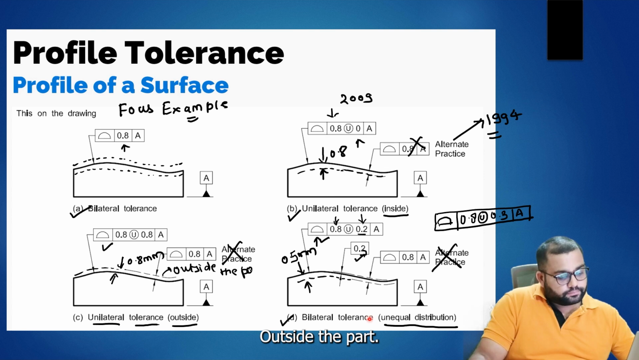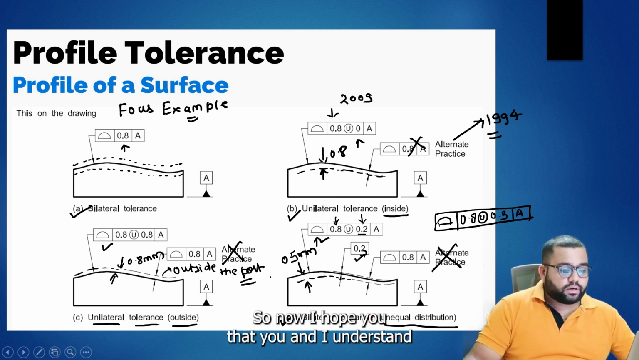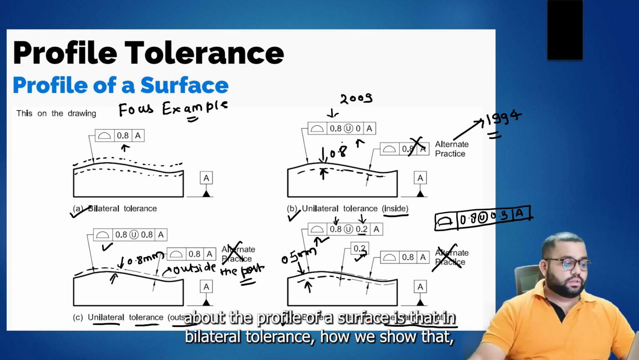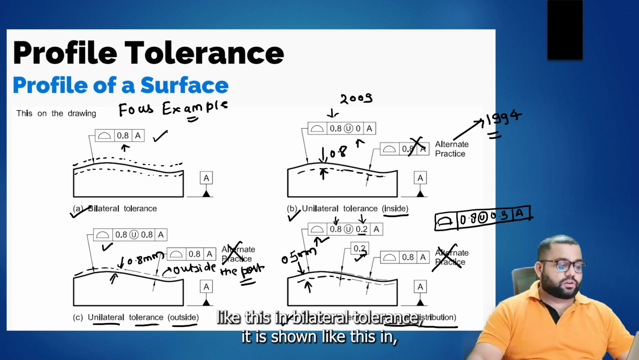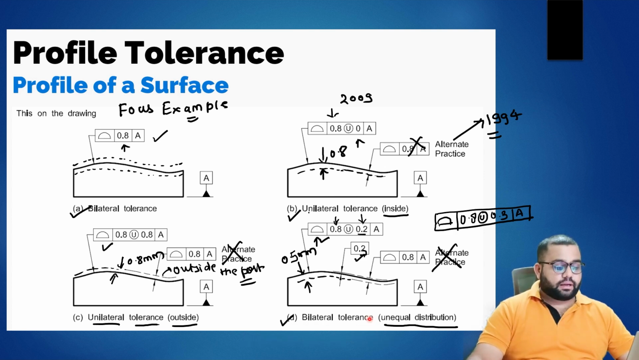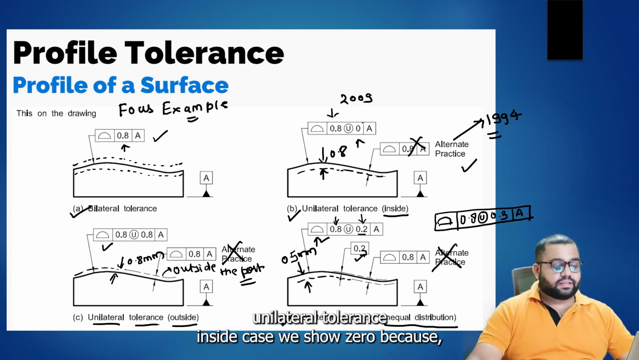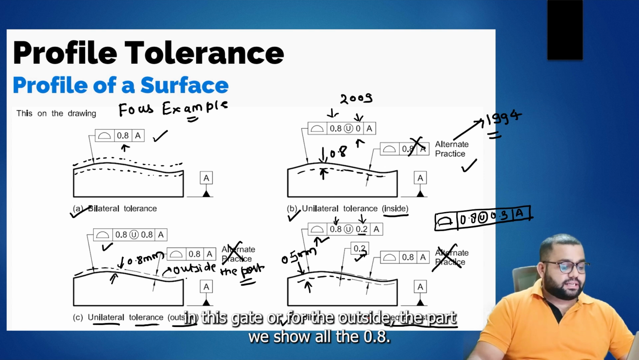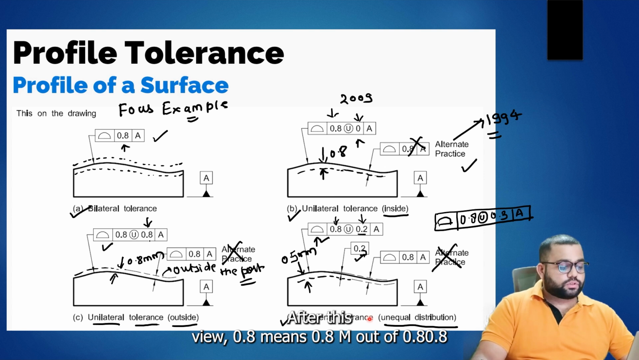Outside the part. So now I hope you understand the profile of a surface: in bilateral tolerance, it is shown like this. In unilateral tolerance inside, we show 0 because there is nothing outside, all inside. So all the 0.8 of tolerance is inside the part. In this case, for outside the part, we show 0.8 after U, which means 0.8 out of 0.8 of tolerance is outside the part.